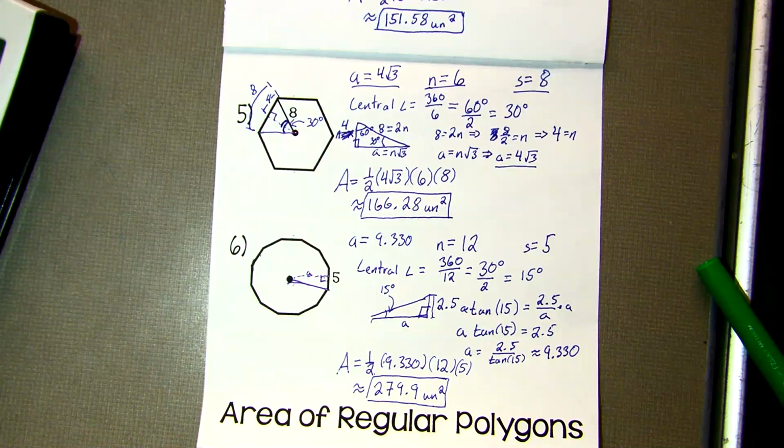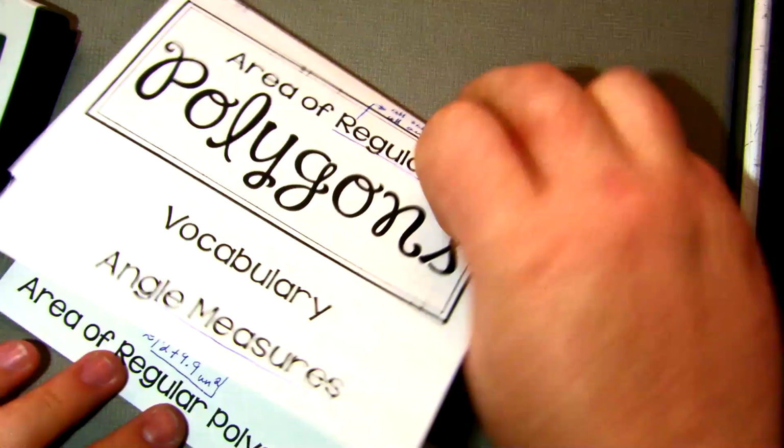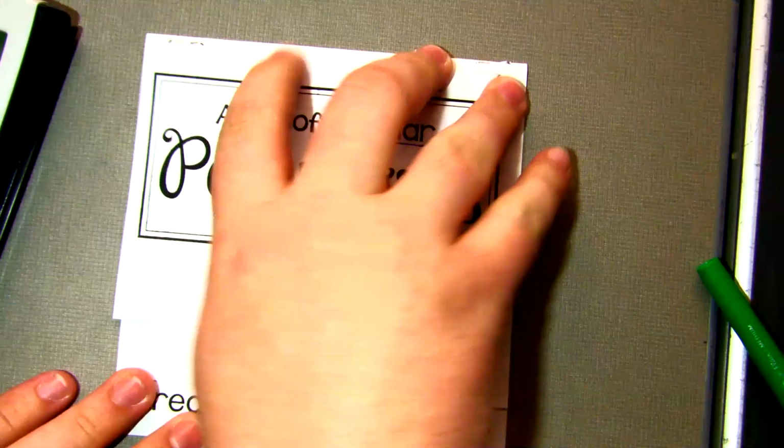So that is the end of day 1 of area of regular polygons.